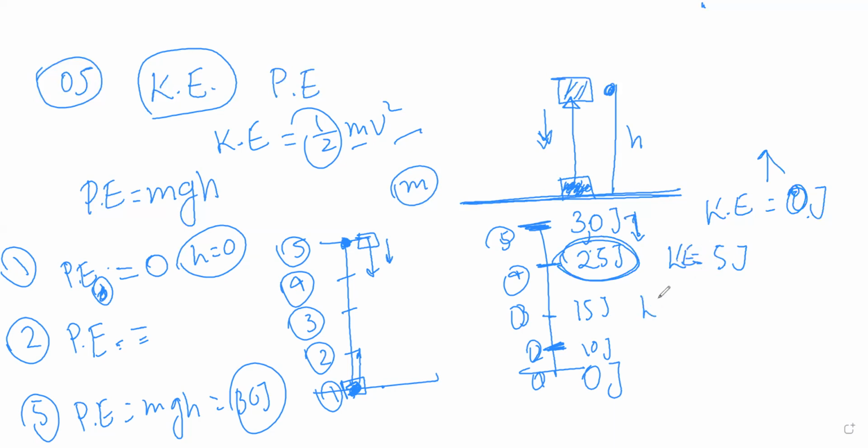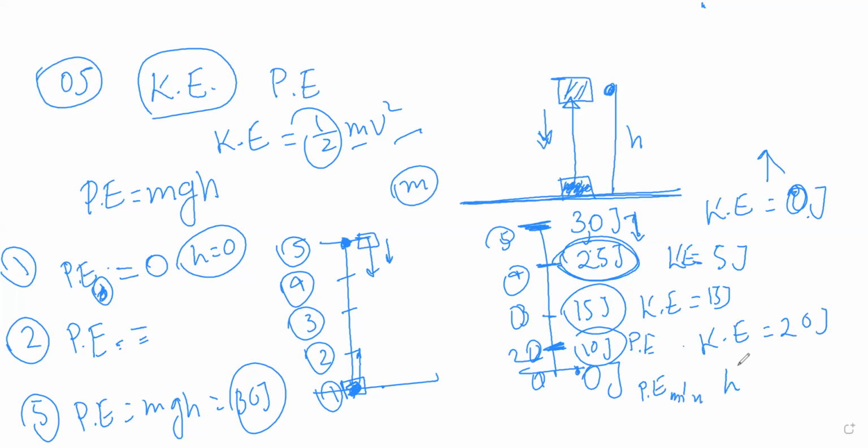So in this position, what is the kinetic energy? 15 joule. And what is the potential energy? 15 joule. In position 2, 10 joule potential energy. What is the kinetic energy in this position then? Kinetic energy equals 30 minus 10, right? 20 joule. When it is just about to touch the ground, potential energy will be 0, or minimum, and our kinetic energy will be maximum, and the amount of energy will be 30 joule.